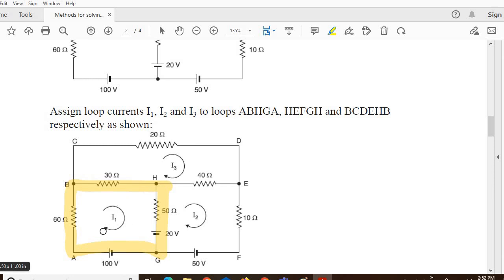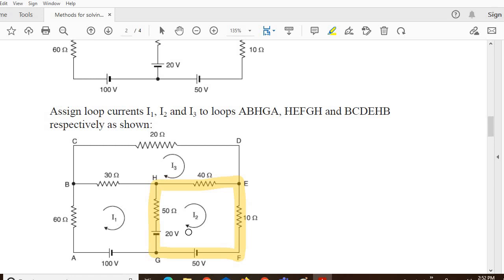We are taking the clockwise direction of current. The second loop is represented as H, E, F, G, H. That represents the second loop. Again, the direction we have taken is clockwise. The restriction is not there. We can take clockwise, or we can go for the anti-clockwise direction also.